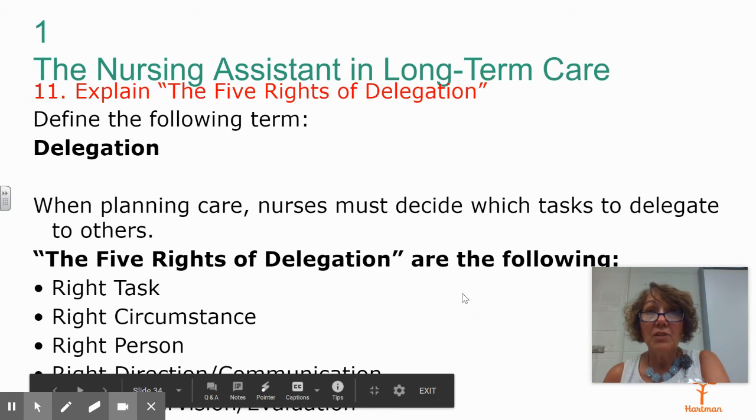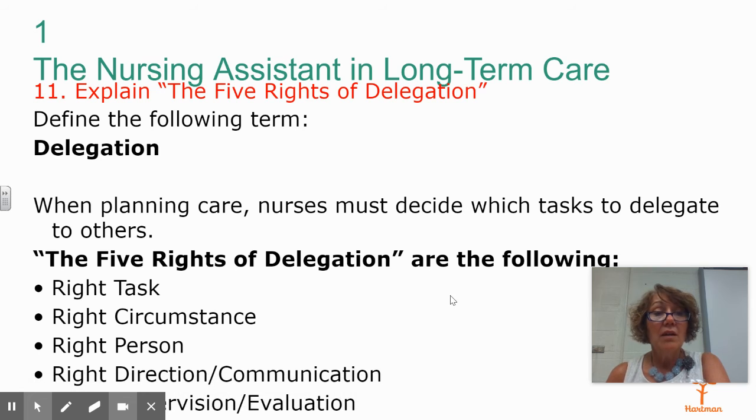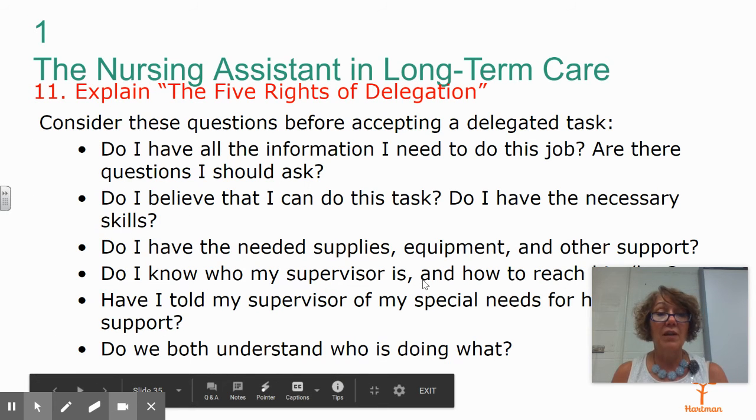So when we are talking about the chain of command and delegating, what exactly is delegation? What does that mean? That means somebody is going to give you tasks to do, and then you are going to perform them as your profession and as your scope of practice allows. So when you are delegated to do a task, you have 5 rights. Is it the right task, circumstance, the right person, the right direction, and the right supervision and evaluation?